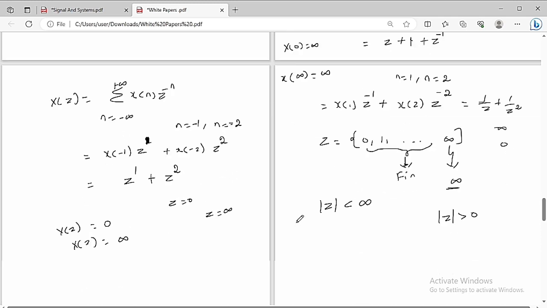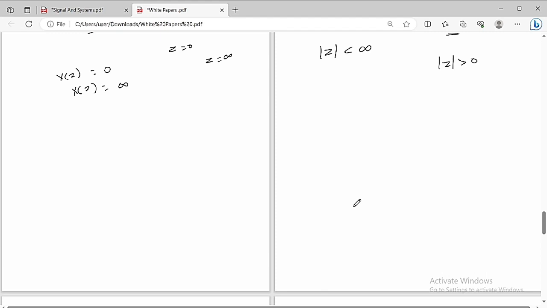So finally, I can say one important point. I have already told you the general format. I think you have remembered. Suppose the given signal x of n is a right-sided signal, then the ROC is towards the outward of a circle. Suppose the given signal is a left-sided signal, then the ROC is inward of a circle. Suppose the given signal is a two-sided signal, then the ROC is nothing but a bounded annular strip. I have already told you. Two-sided signal means it is an annular strip.